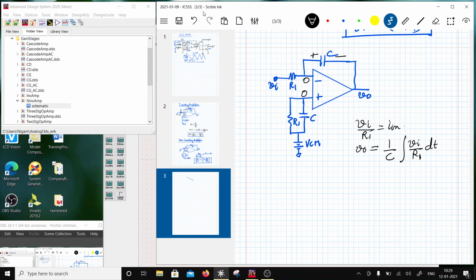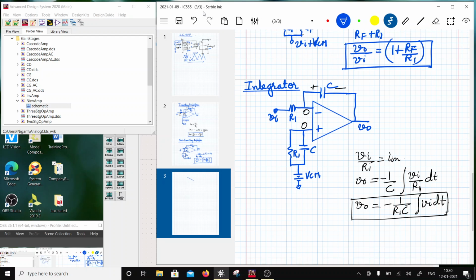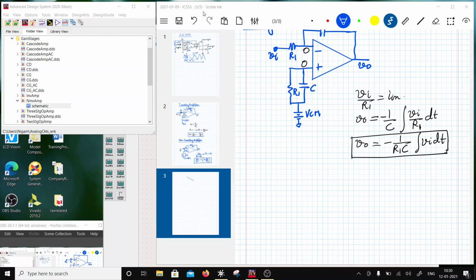And so VO is going to be, and this will be a negative number, minus 1 over R1C times the integral of VI dt. So this is an equation of an integrator. So I have an integrator over here. So what I have discussed here is an integrator. And then I'm going to talk about the differentiator.